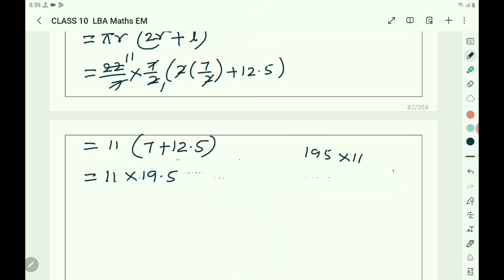19.5 into 11. 11 5s are 55, 5 is remaining. 11 9s are 99 plus 5, 104. Then 10 carry. 11 ones are 11, plus 10, 21. And 19.5 means it is 214.5. 214.5 cm square is the surface area of the complete solid.